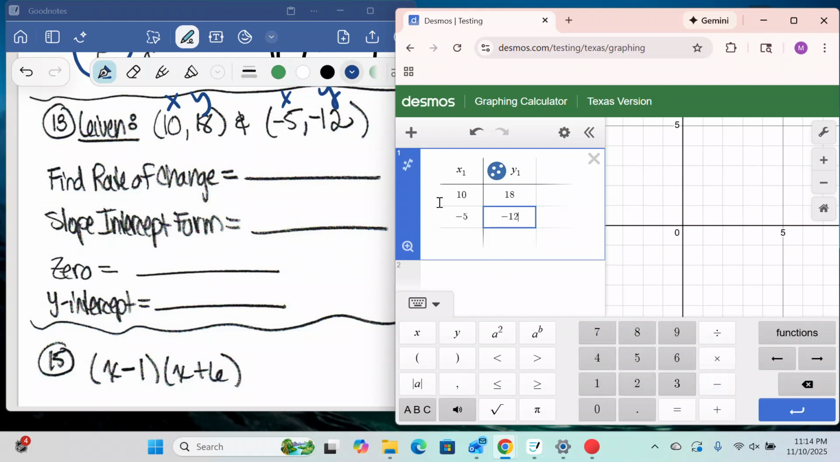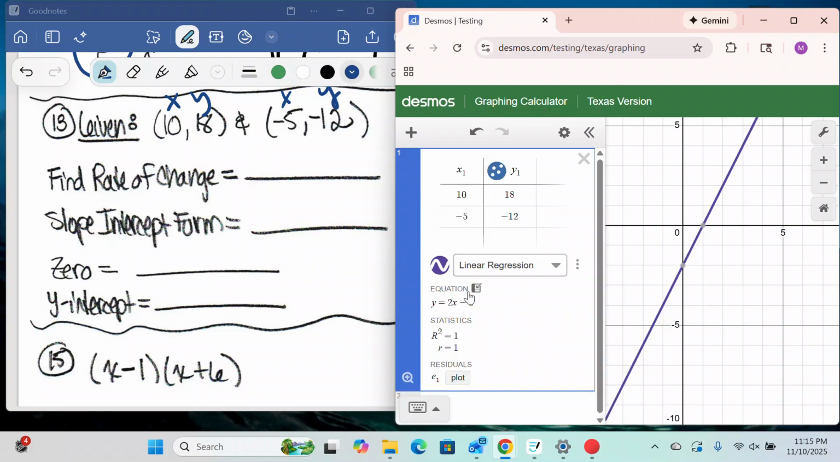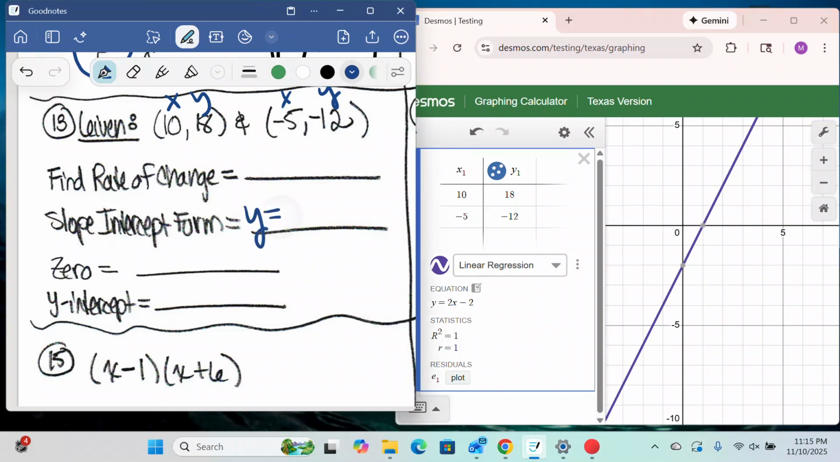Next step, I have my 2 points. I'm going to add regression, and guess what? The answer pops out at us right there. I have my slope-intercept form, which is y equals 2x minus 2. And already I know my rate of change, and I know my slope. This is my rate of change and slope, 2.